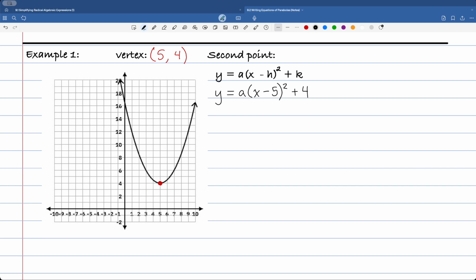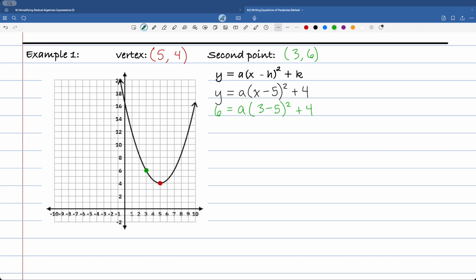Now, in order to solve for a, we don't know what our a value is. What we need to do is choose a second point on this graph. And so for this graph here, we're going to use this point. The second point here that we have is going to be at (3, 6). So we're going to substitute like we did before. We're going to take the 6 in place of y, set it equal to a times, and then we're going to do 3 minus 5. We'll square that plus 4.